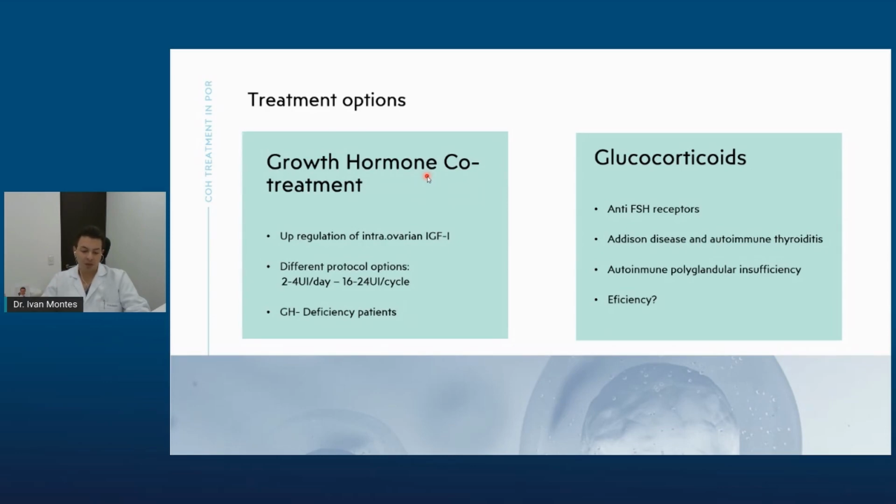One of those examples is Addison disease or autoimmune thyroiditis, where sometimes the ovary doesn't respond the same way in patients with these types of diseases. Another type of patients is those with autoimmune polyglandular insufficiency, and these patients would have a better outcome using glucocorticoids during the treatment.